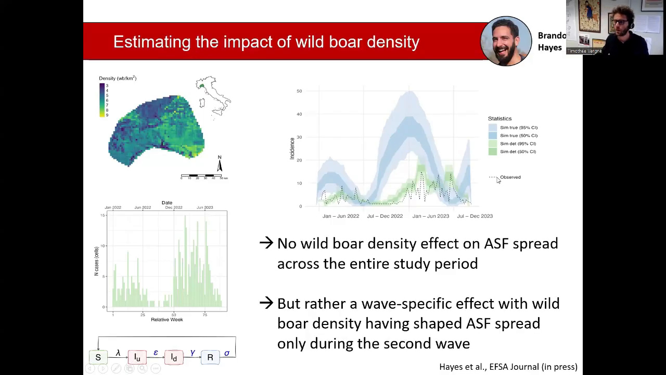And what we found in this case study is that there was no wild boar density effect across the entire study period. From week 0, we looked at 2 waves.